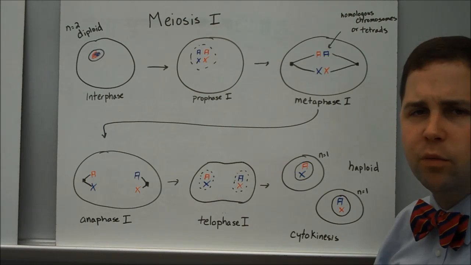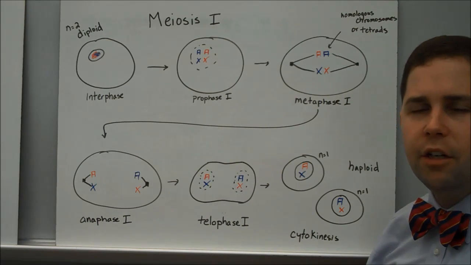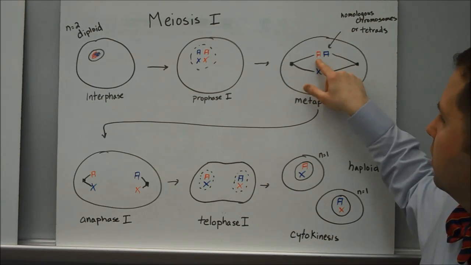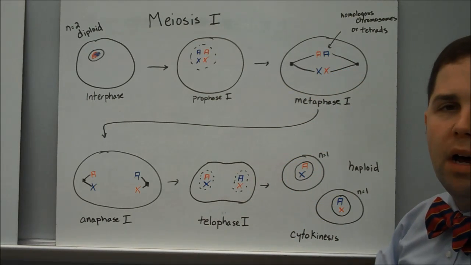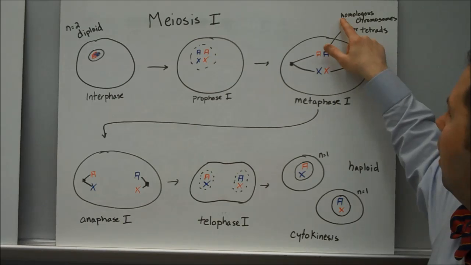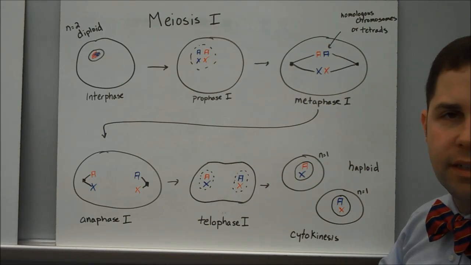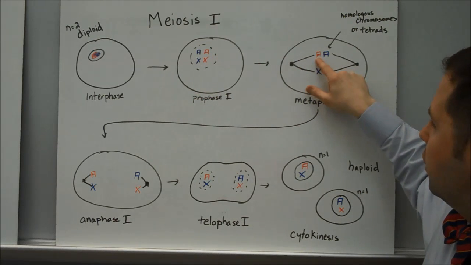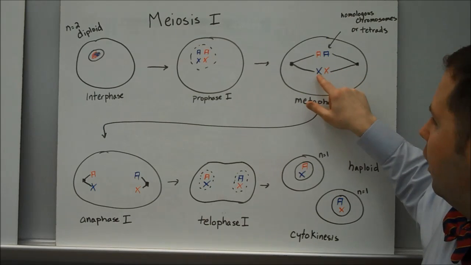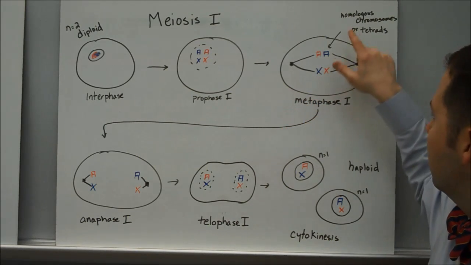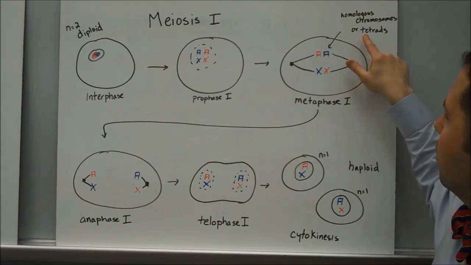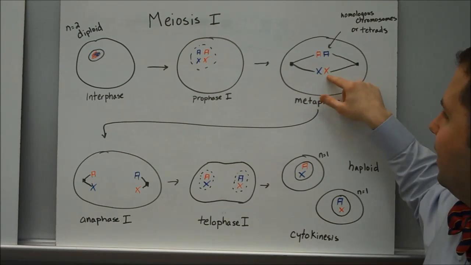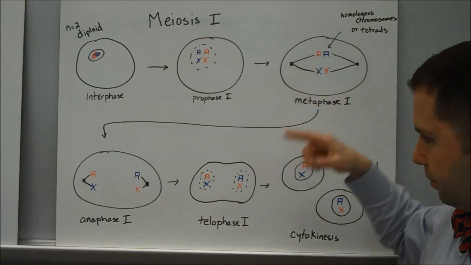Now, the difference between metaphase 1 of meiosis and metaphase in mitosis is that in meiosis 1, we're not going to line up single chromosomes in the middle. Instead, we're going to line up homologous chromosomes. These homologous chromosomes are the chromosomes that are almost identical to one another. You can see our homologous chromosomes include our A and A, our maternal and paternal A will line up, and our paternal and maternal X will line up next to each other. So these are known as homologous chromosomes, or also tetrads. So in metaphase 1 of meiosis 1, these tetrads will align at the metaphase plate.